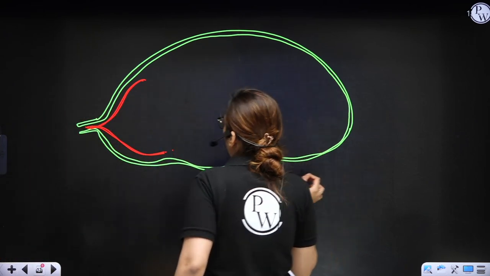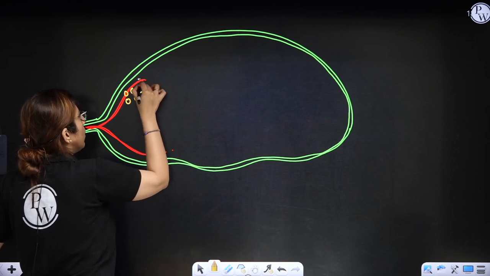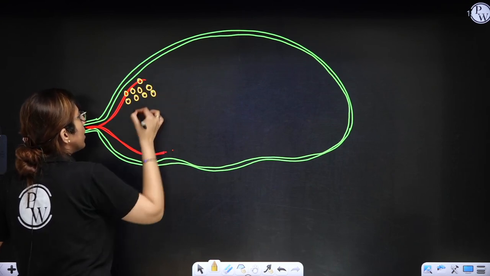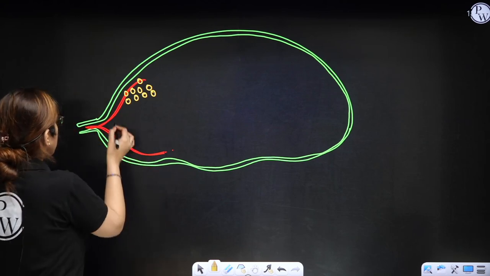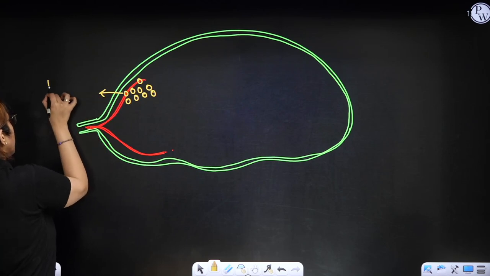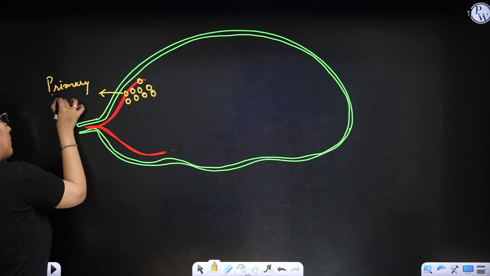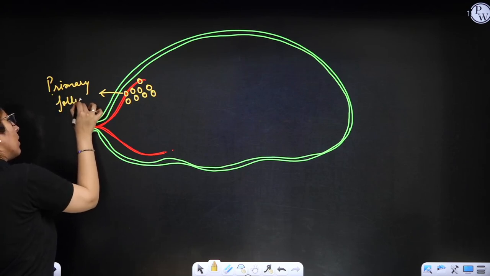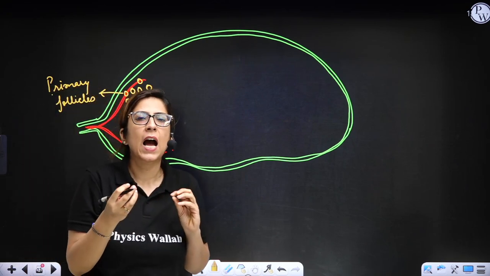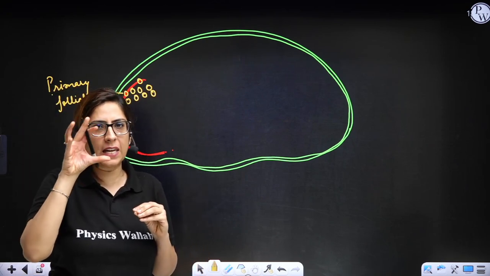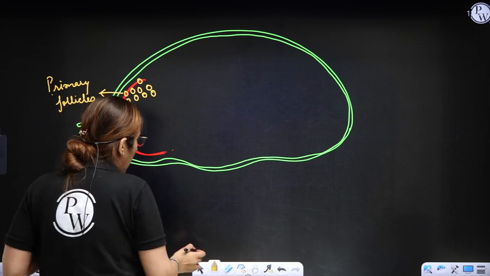Now, let's talk about the follicles. You all know, till puberty, 60 to 80,000 primary follicles are present. I'll label this as primary follicles. Primary follicles are basically the primary oocyte, and the primary oocytes have a layer of follicular cells around them. Clear? So they have a layer.